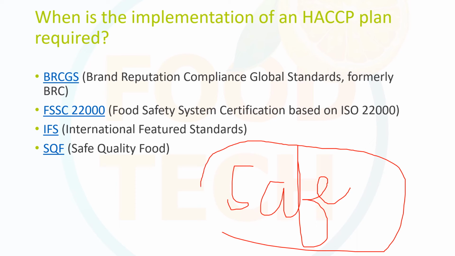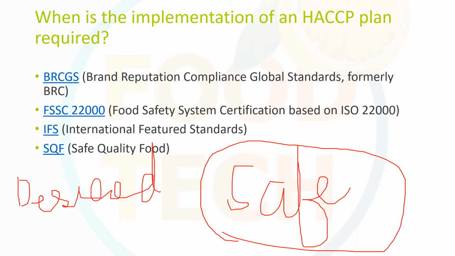So to check whether the food is safe or not, HACCP is also important to make the product of the desired level, so that it can attract the customers.